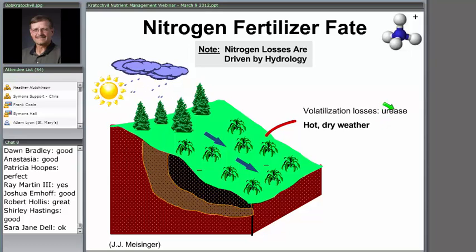this enzyme right here, urease. And what urease does is it catalyzes a reaction with ammonium that will remove one of the hydrogen ions. Remove a hydrogen ion from ammonium, you have ammonia, and ammonia is very susceptible to volatilization to the atmosphere. The hotter it is, the drier it is, the more ammonia loss you can have.